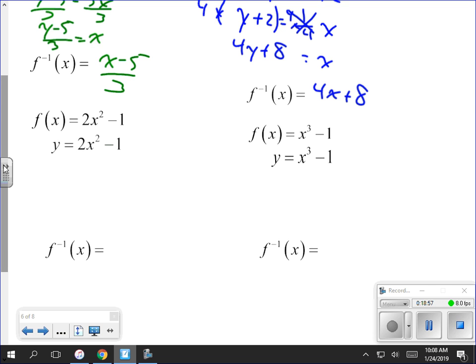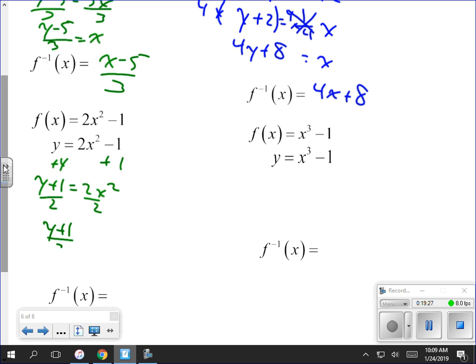Next example, same idea. First step, add 1 to both sides. Y plus 1 equals 2x squared. I want to get rid of the x squared, but the first thing I'm going to do is get rid of the 2 first. I don't want to take the square root yet. So I divide both sides by 2. Let me move this down out of the way. So I get y plus 1 over 2 equals x squared.